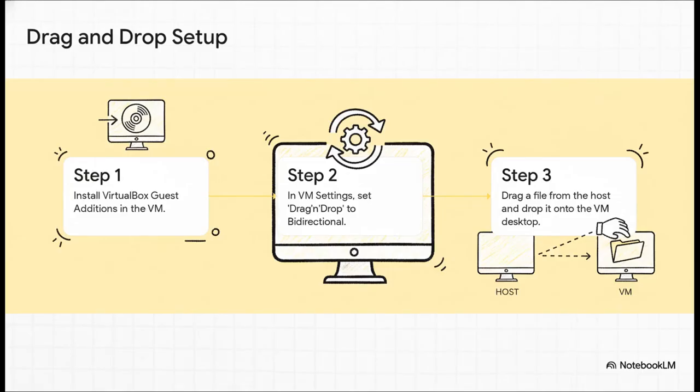So the one thing you absolutely have to do is install the VirtualBox guest editions. Think of these as special drivers that just help the guest OS talk better with the host. Once those are installed inside your VM, just shut it down, hop into the settings, and under Advanced, you just set drag and drop to bidirectional. And that's pretty much it. The next time you boot up, you can literally drag files across, like it's magic.